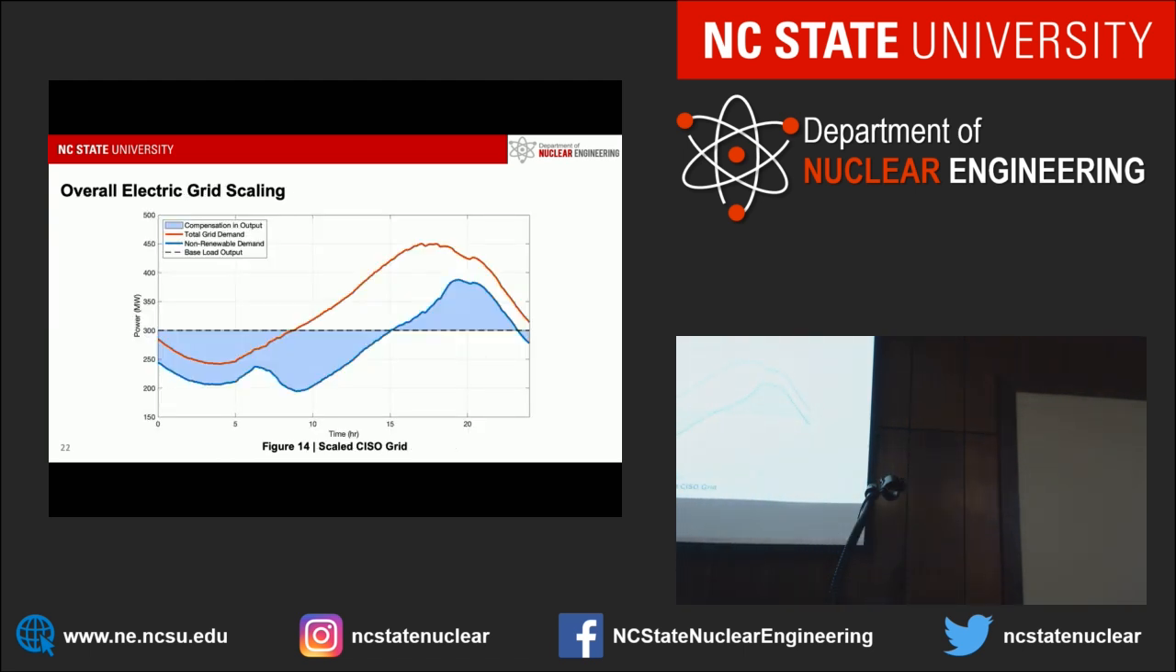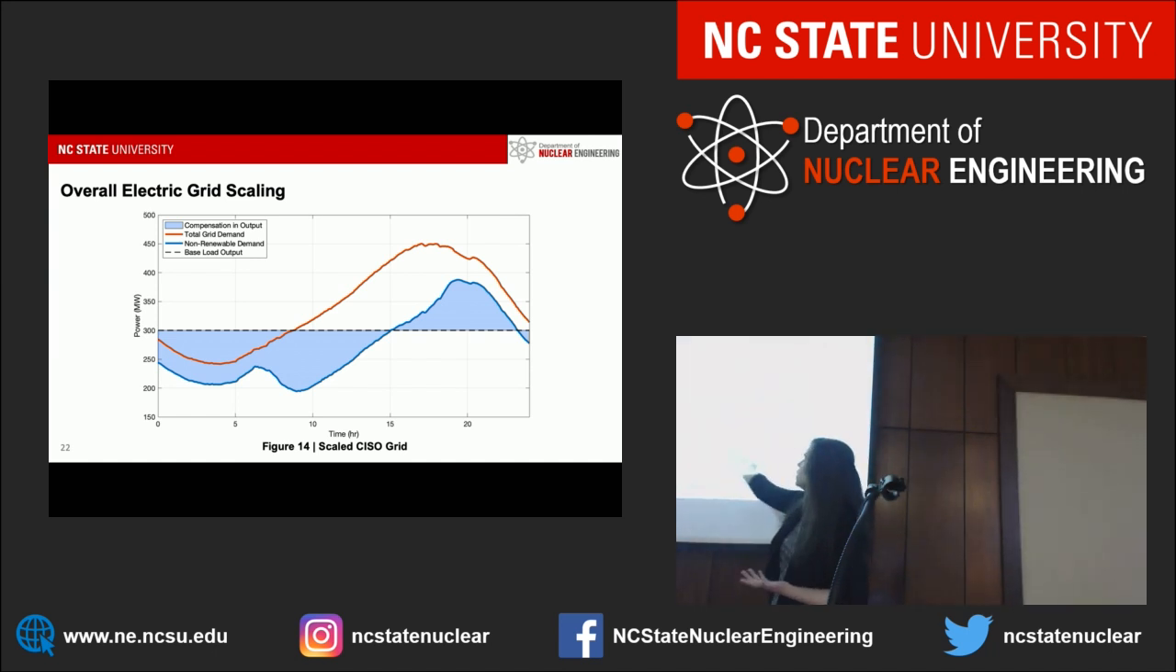So in order to determine how many fuel cells and electrolyzers we need, we had to scale down the California grid. Shown here is the scaling for our first option. Notice how it has a peaking component as well as a storage component, and the reactor is operating at a constant 300 megawatt base load.